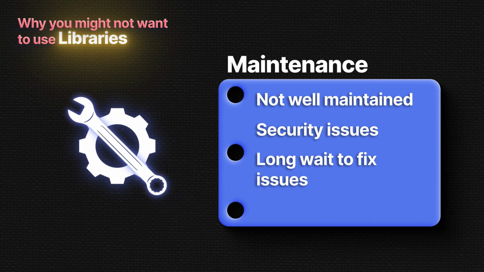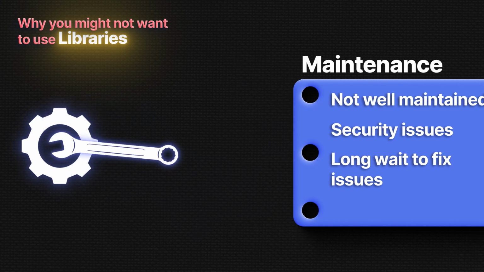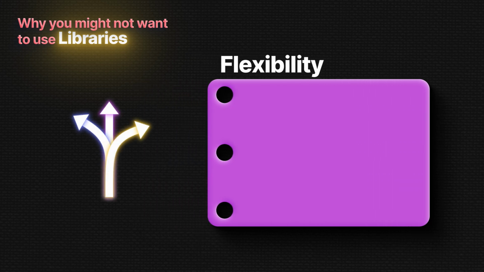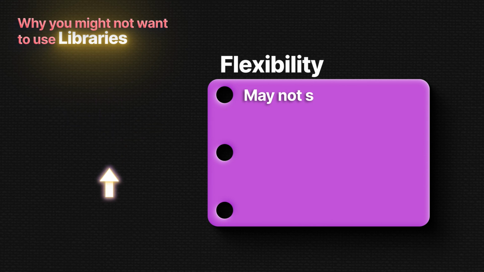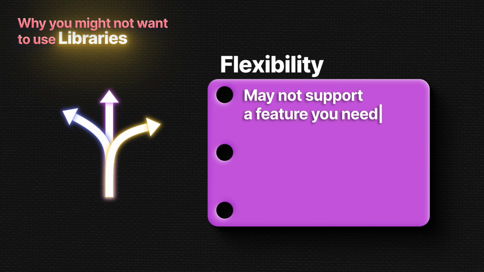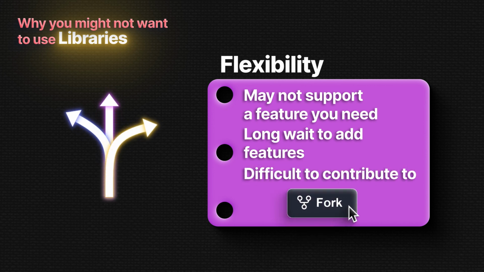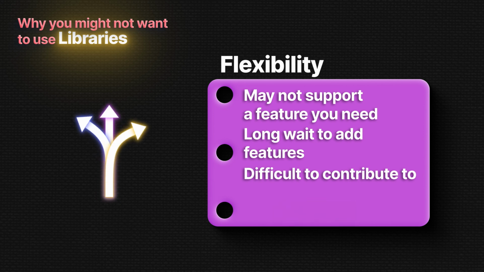The second reason that you might not want to use a library is that libraries are not that flexible. Imagine that you're using a library to fetch data and you have to do something that the library doesn't support. You either have to file an issue and wait for the maintainers to add it, or you'll have to fork the library and add it yourself. This isn't ideal since you could miss out on important updates from the library, and you may have to maintain it yourself.